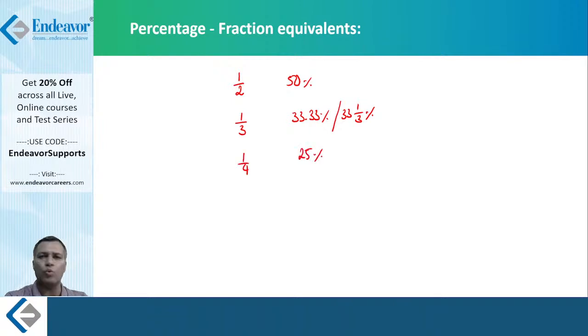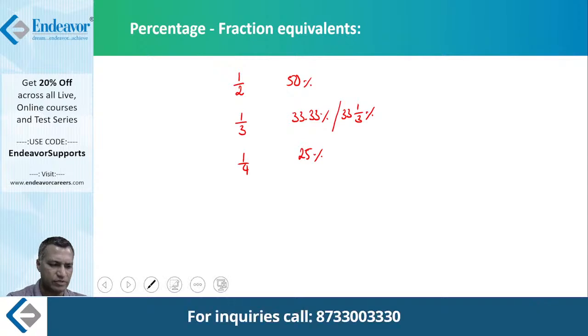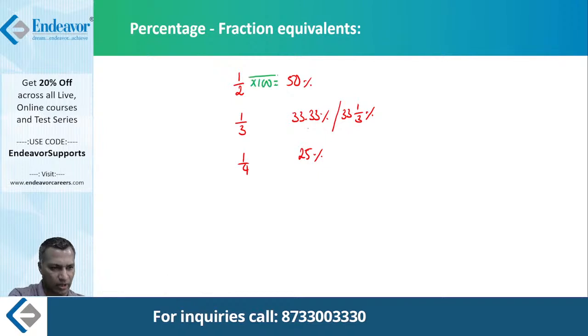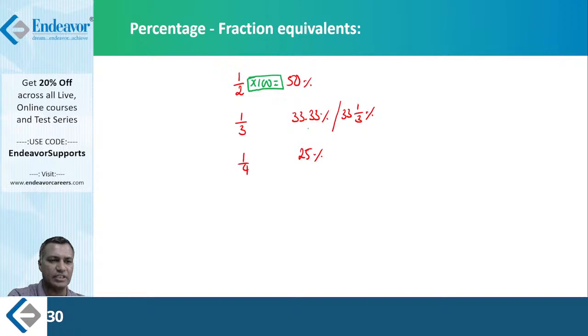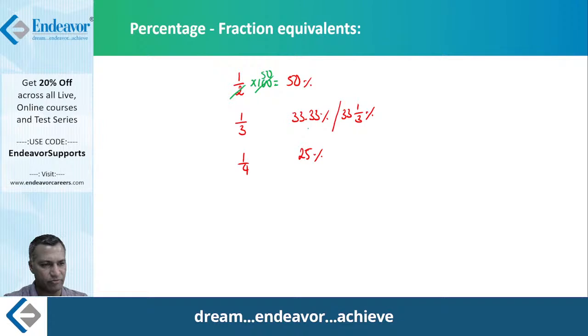So what is the black box here? 1 by 2 is 50%, that's fine. The black box is this: 1 by 2 into 100 is equal to 50. You're technically doing this calculation: 1 by 2, 2 one time, then 2 fifties. That's what you are writing as 50 and applying this particular symbol there.